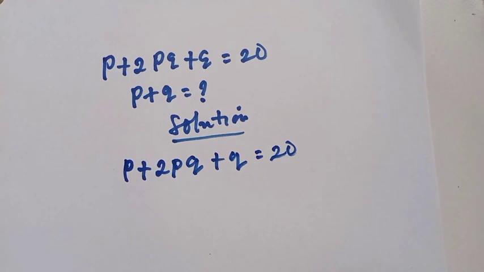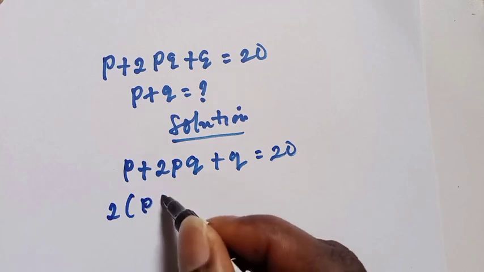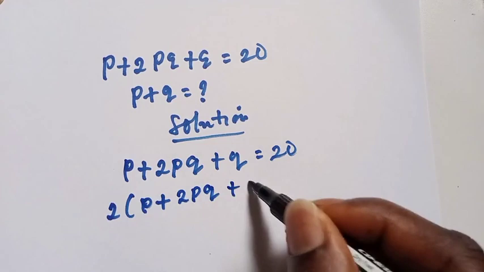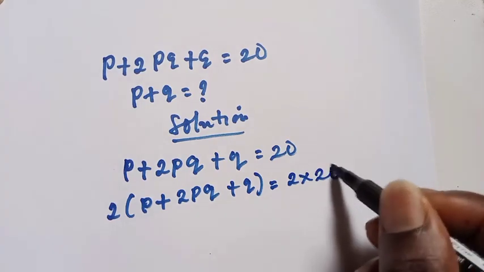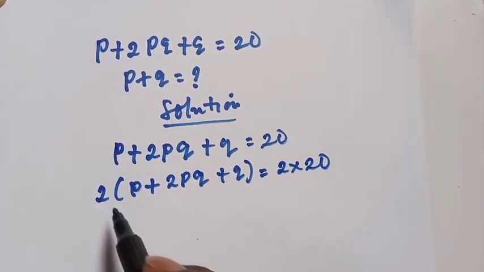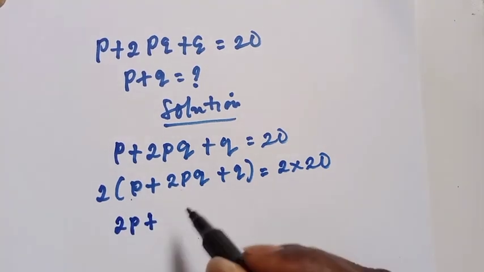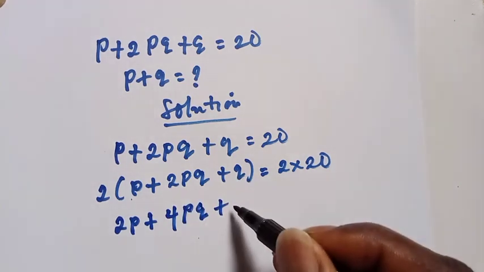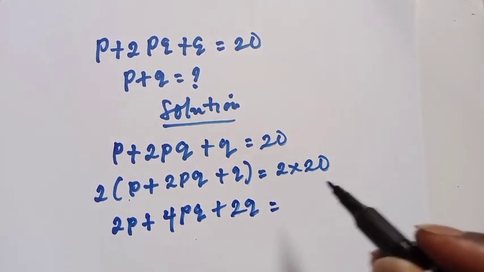From here, if I multiply 2 to both sides, I have 2 times (p plus 2pq plus q) is equal to 2 times 20. Now if I expand, I have 2 times p, which gives 2p, plus 2 times 2pq, which is 4pq, plus 2 times q, which is 2q, is equal to 2 times 20, which is 40.